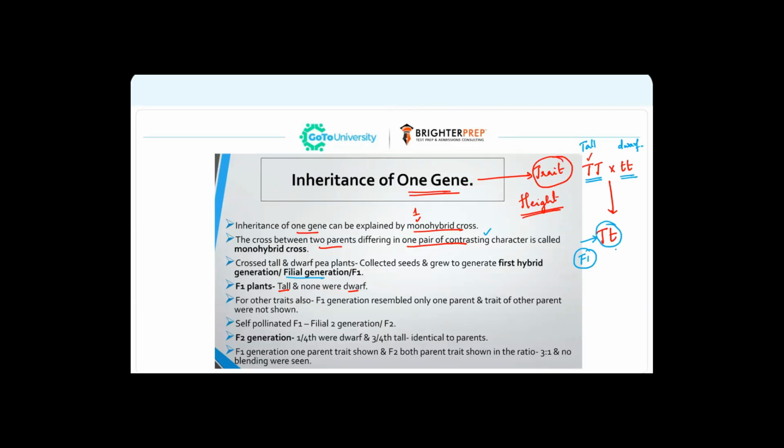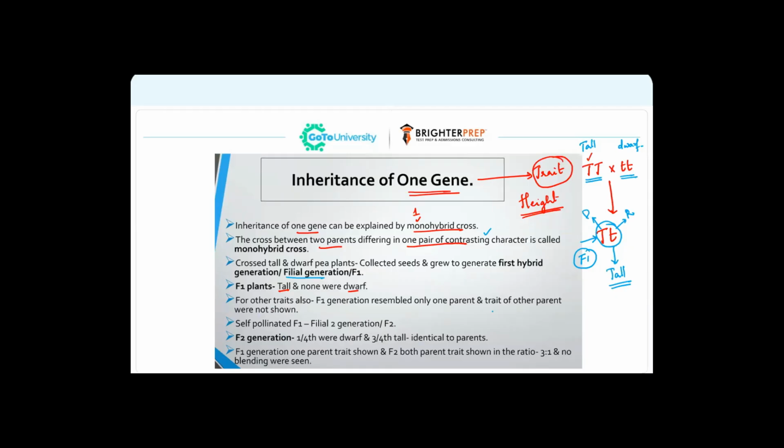When we observe the plants, we see that they had the trait of tallness. That is, they were tall, having the same trait as one of their parents. So we could say T is dominant here and small t is recessive, as we mentioned in the previous slide. F1 plants were tall and none of them were dwarf. For the other traits too, the F1 generation resembled only one parent and the trait of the other parent was not shown, as we discussed.